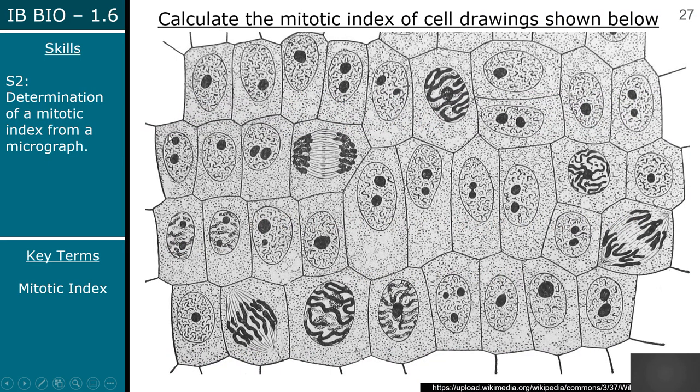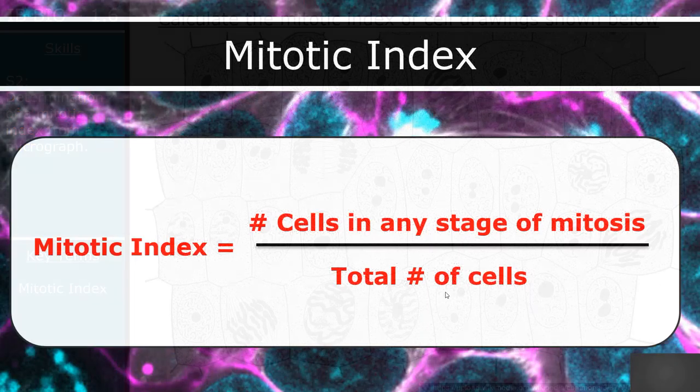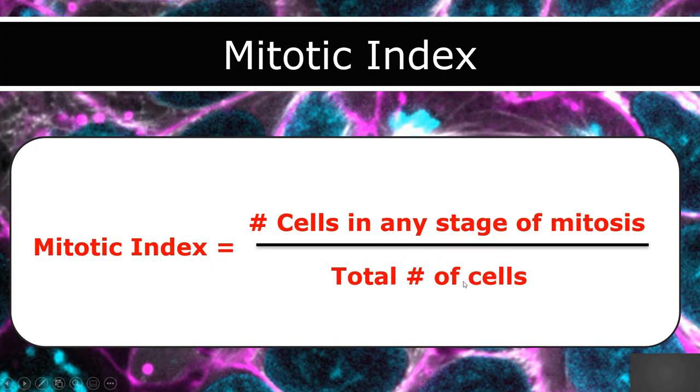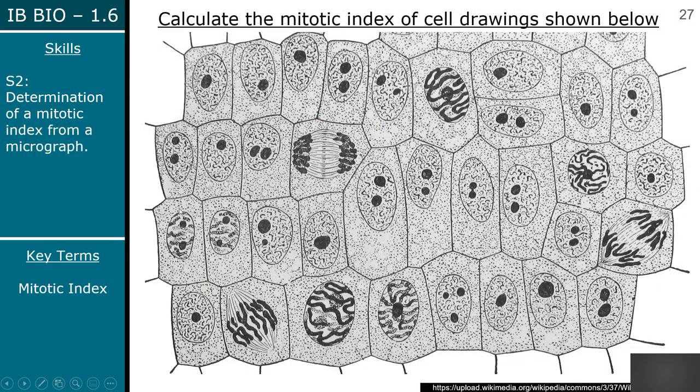Okay, so if I have this picture here, to get that number, I would first count all the cells. So let's see how many cells we have. 1, 2, 3, 4, 5, 6, 7, 8, 9, 10, 11, 12, 13, 14, 15, 16, 17, 18, 19, 20, 21, 22, 24, 25, 26, 27, 28, 29, 30, 31, 32, 33, 34. So I think there's 34. I would put 34 as the total number of cells here. And then I would go back to this picture and count how many cells are in mitosis. What do you think? I will let you answer that question in your Neuropod.